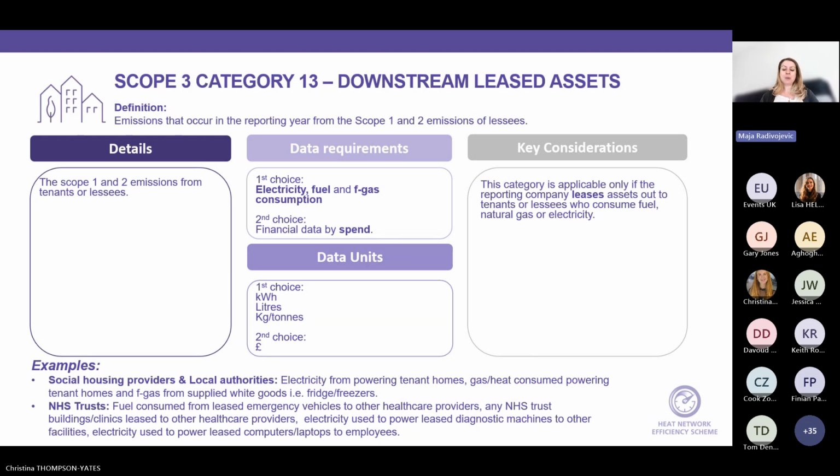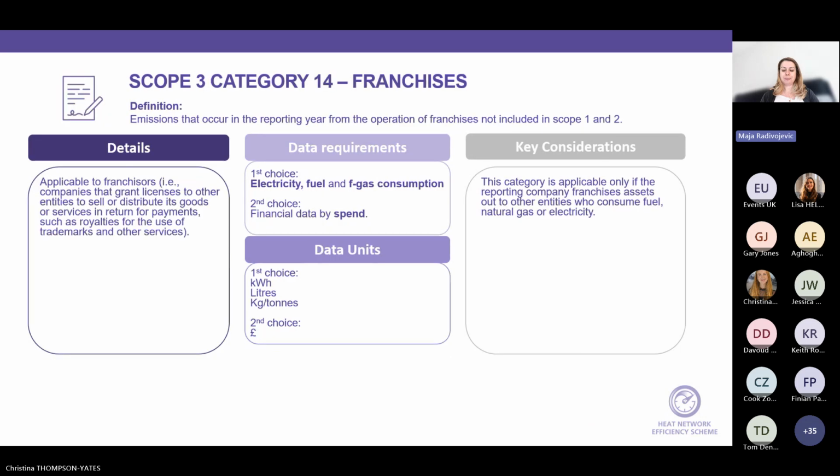For social housing providers and local authorities, examples could include electricity and gas consumed within tenant homes, or refrigerants associated with supplied white goods like fridges and freezers. For NHS trusts, this might include fuel consumed by leased emergency vehicles, electricity used in leased NHS buildings or private healthcare facilities, or electricity required to power leased diagnostic machines, computers, or laptops. Next slide, please.